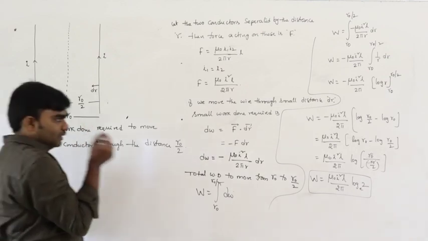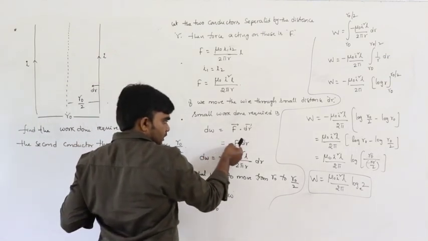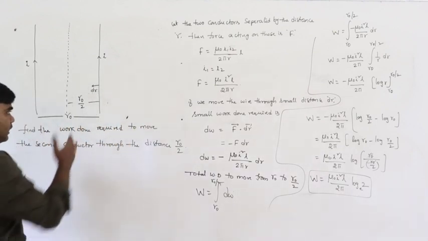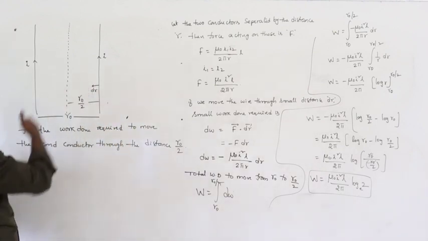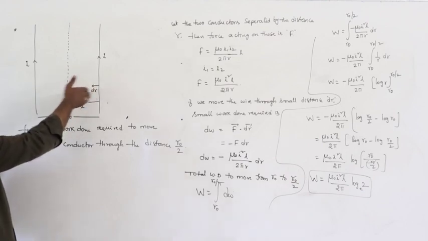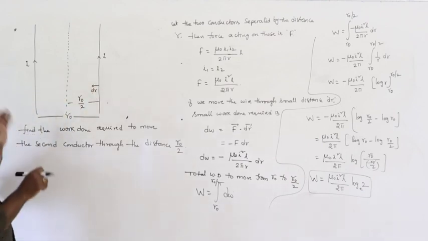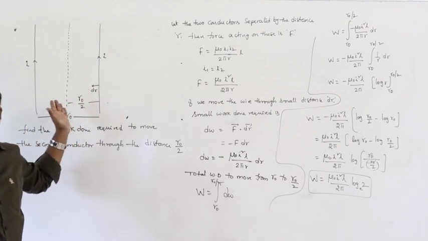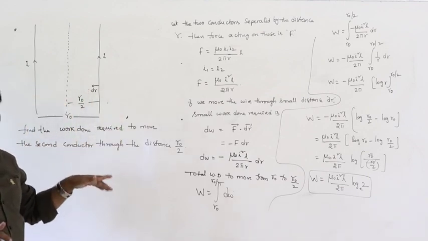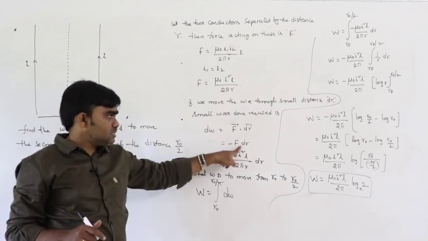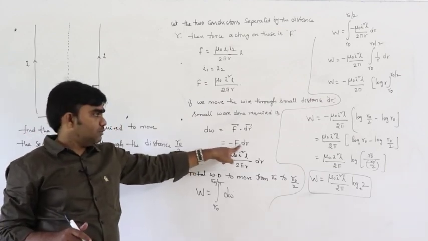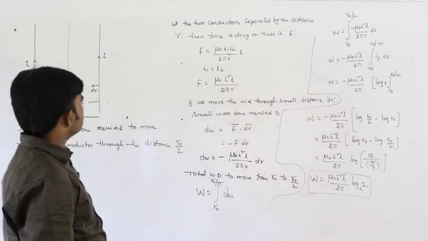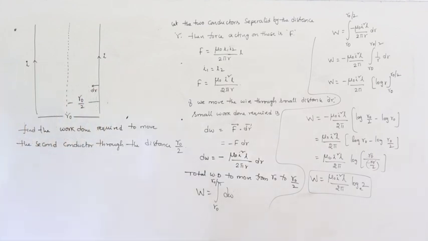The main simple point here is why it is minus, and that is important. Already it is an attractive force. So due to the attractive force, let us say this wire moves in this direction. To oppose the wire, we have to apply an equal and opposite force. So that's why the force and distance are in opposite directions. That's why I am writing minus F dR here. So that is the work done to arrange like this.